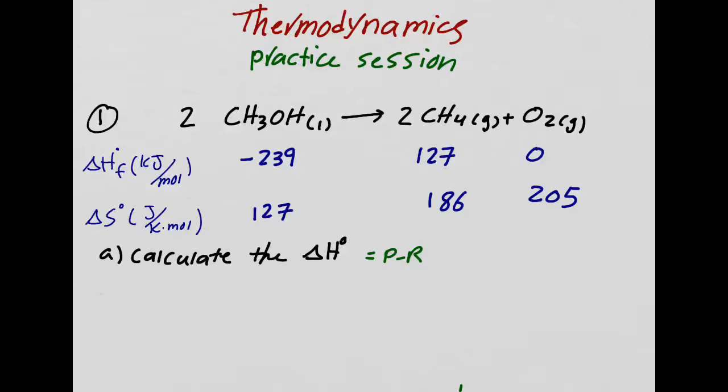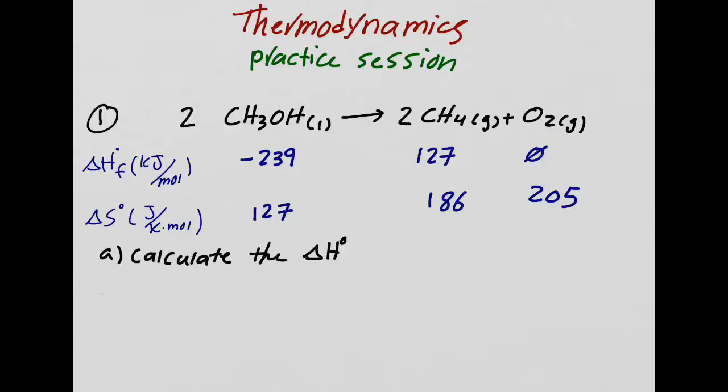So my product over here, I have methane and O2. The delta H of formation for O2 is 0. And even if I hadn't given this to you, you should know that, because delta H of formation is basically how much energy is released or required when you make something from its pure element. And that's how O2 exists in nature. It's in pure elemental form, so the delta H of formation is going to be 0.